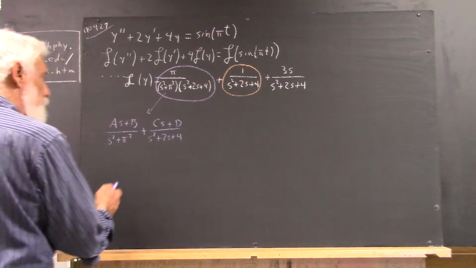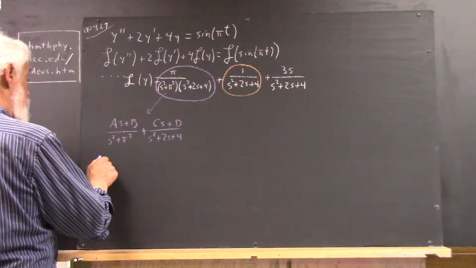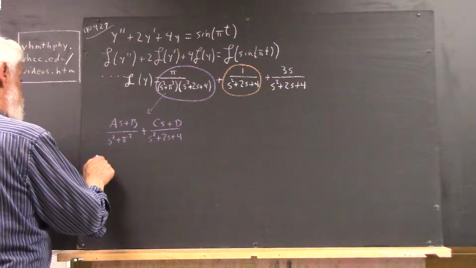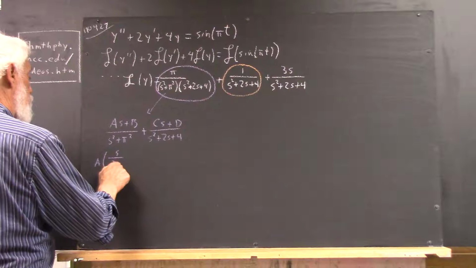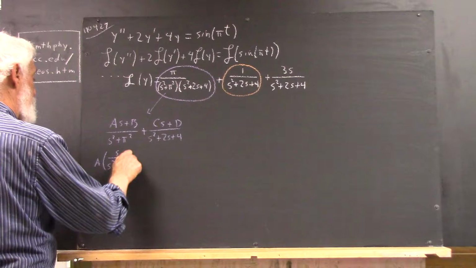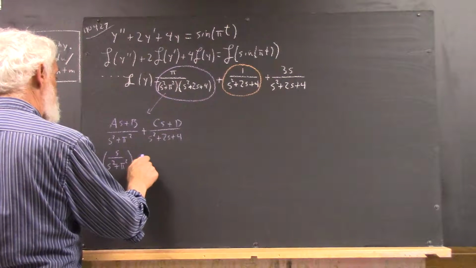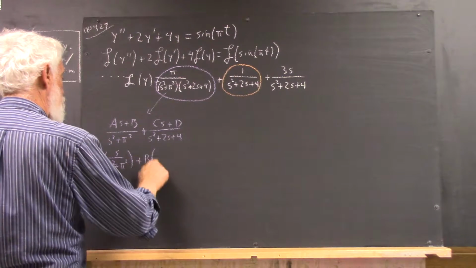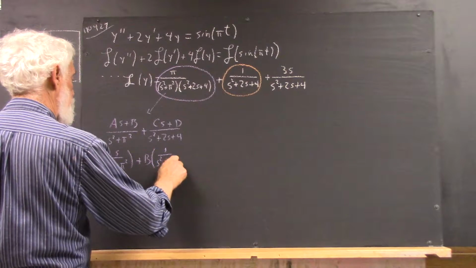this expression, whatever A, B, C, and D come out to, this expression is going to be A times s over s squared plus pi squared. Then it's going to be just B times 1 over s squared plus pi squared.